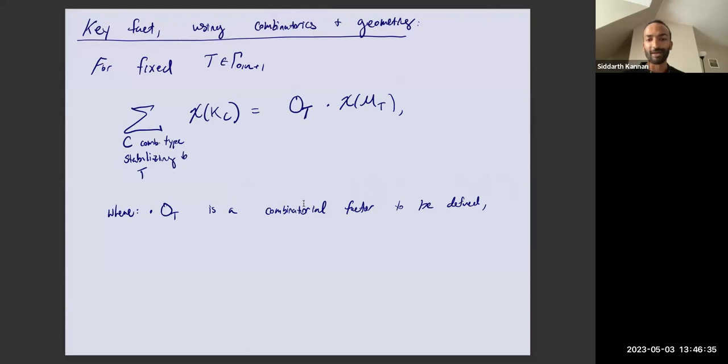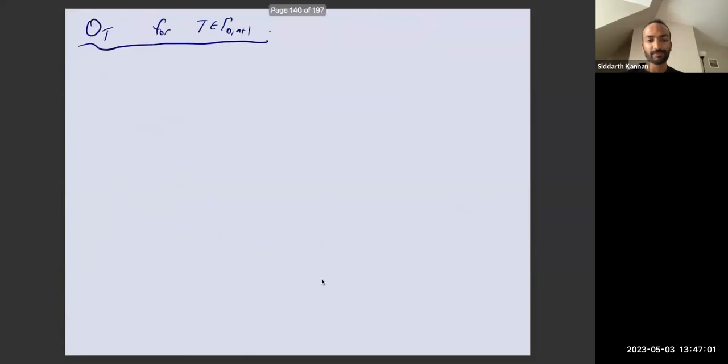So O sub T is a combinatorial factor I'm going to define on the next slide. The notation suggests it should only depend on the tree T. And then this M sub T is our friend from before. It's the product over the vertices of these old moduli spaces, M0 of valence of V. And we can calculate these numbers. They're like (n minus 3) factorial up to a sign.